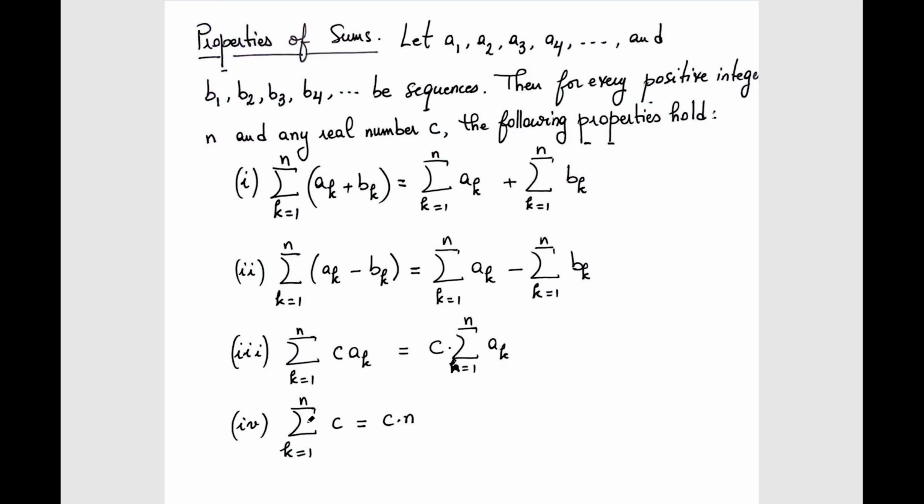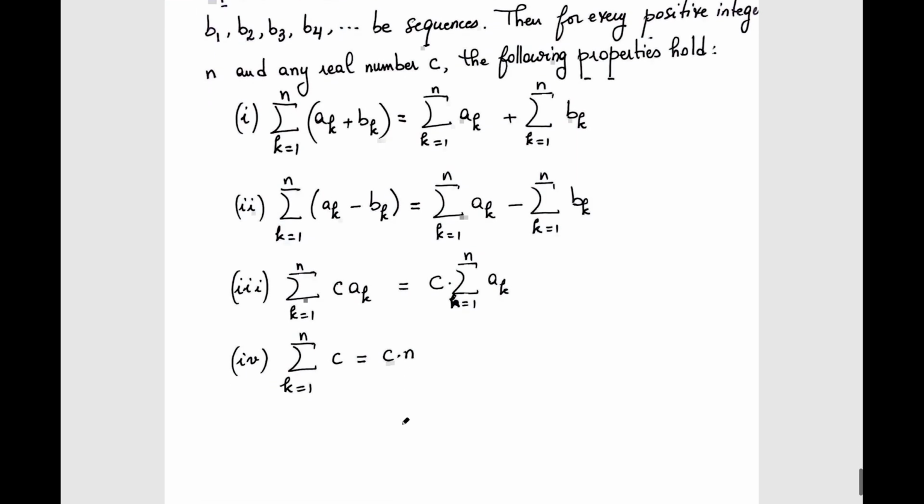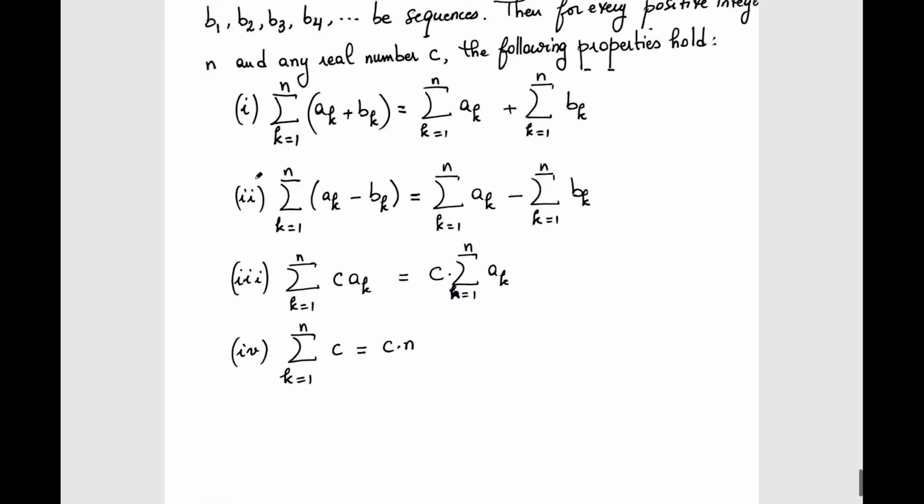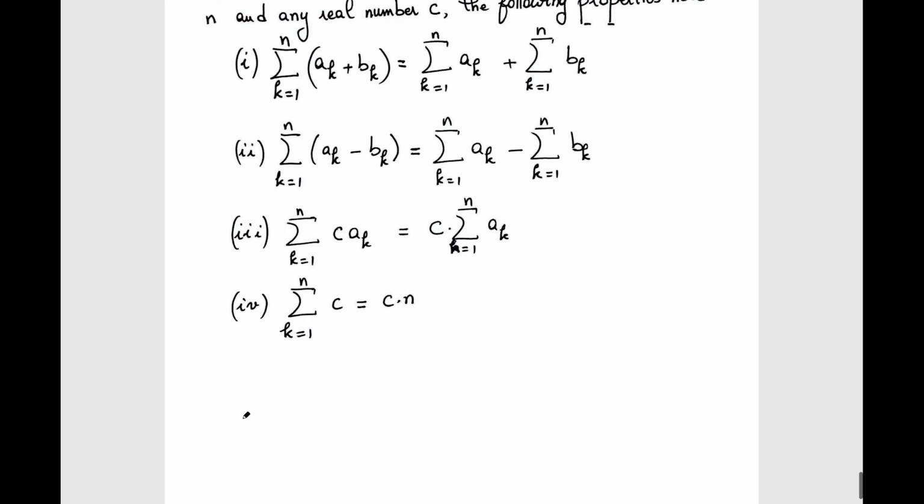And the last one: if you're adding up a pure constant that doesn't depend on k, this is the same thing as adding the same thing n times, right? So c times n. Let's prove most of them, and let's start with the first one. So what does this mean?